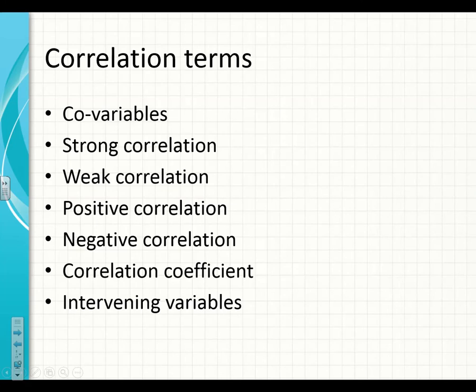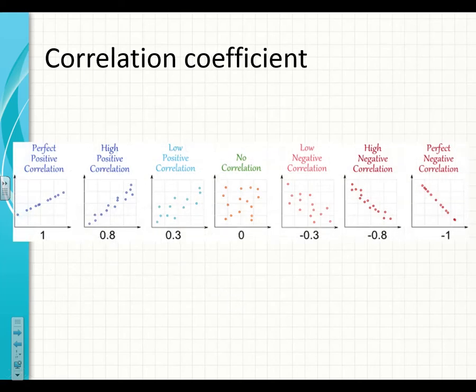And then there are intervening variables. So these are variables that make it appear as if there is a correlation when in fact there is not. There's another variable kind of in between the two which is influencing the relationship in some way. So it looks like A causes B when actually it could be C, so a different thing altogether we're not measuring.